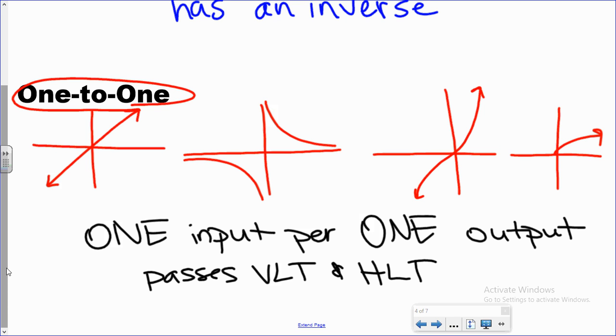So to be a function, we know that we can only have one output per input, okay? But now this is saying we can also only have one input per output, to make it past that horizontal line test. So these functions are really special because they are one-to-one. They are functions and they have an inverse.